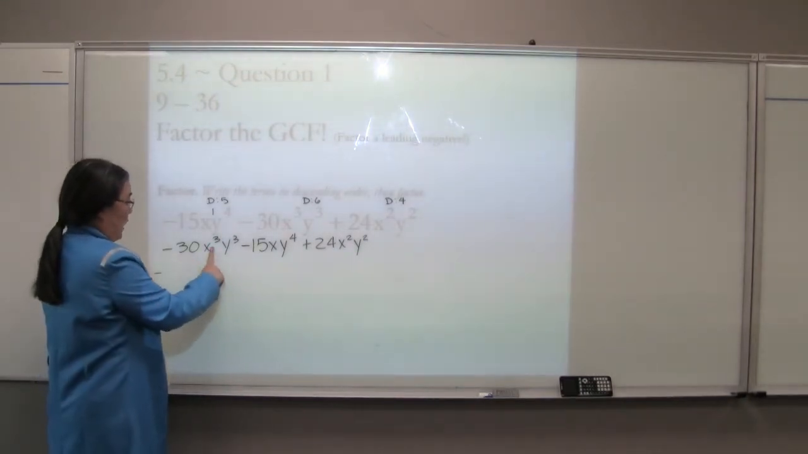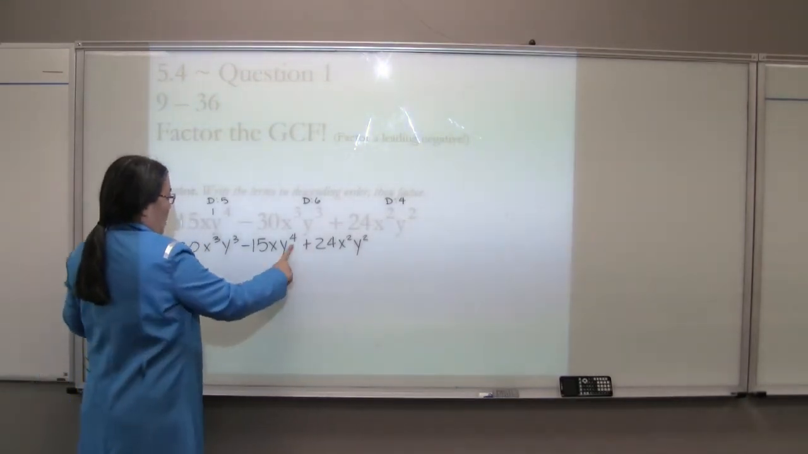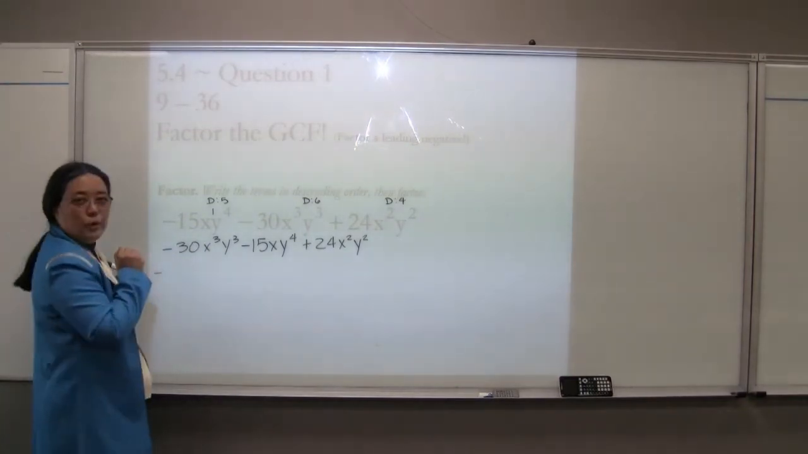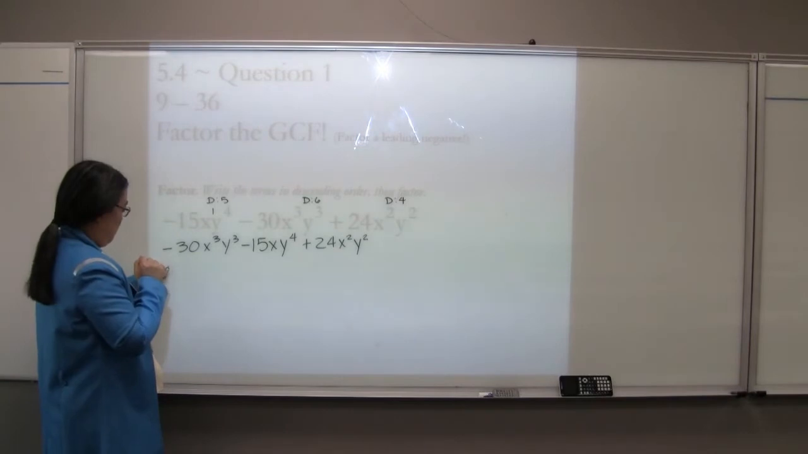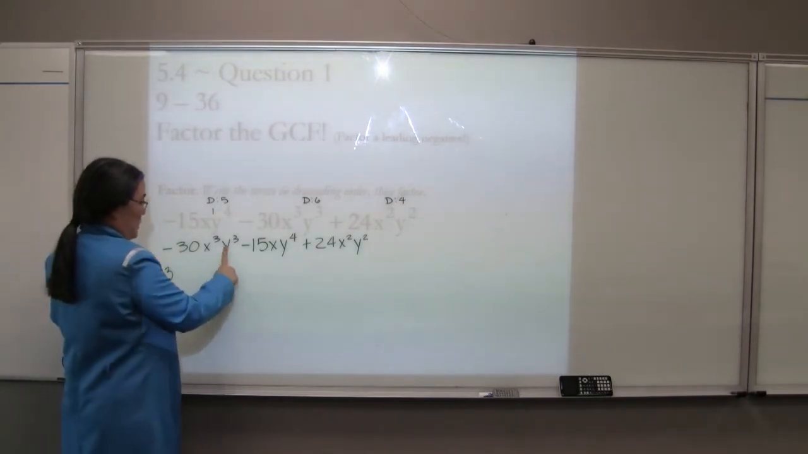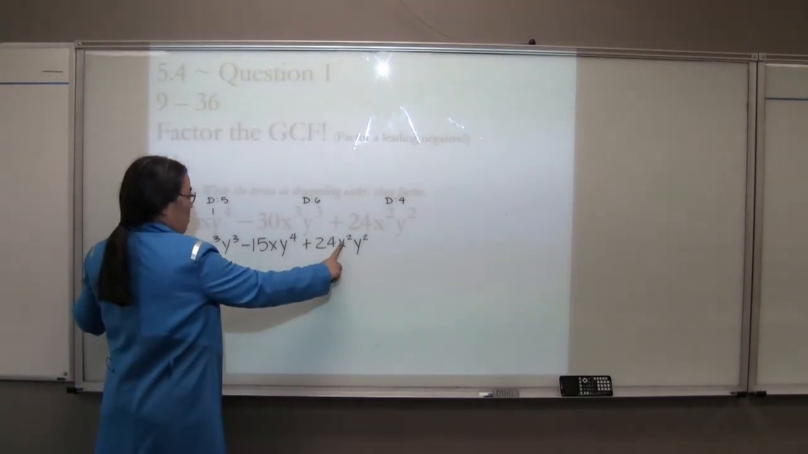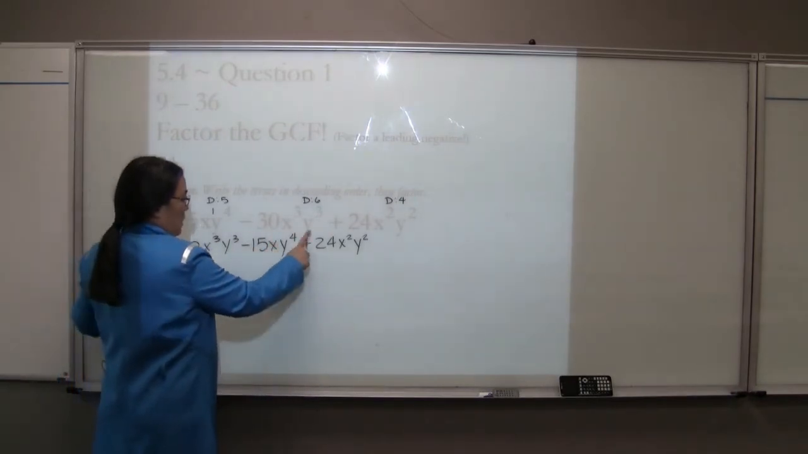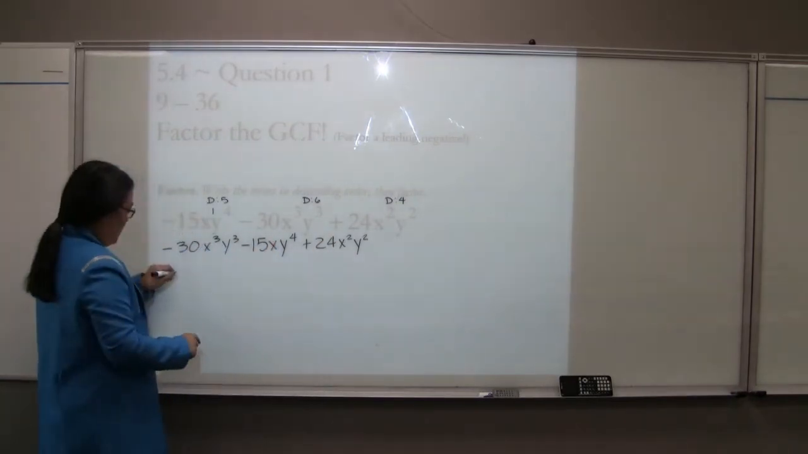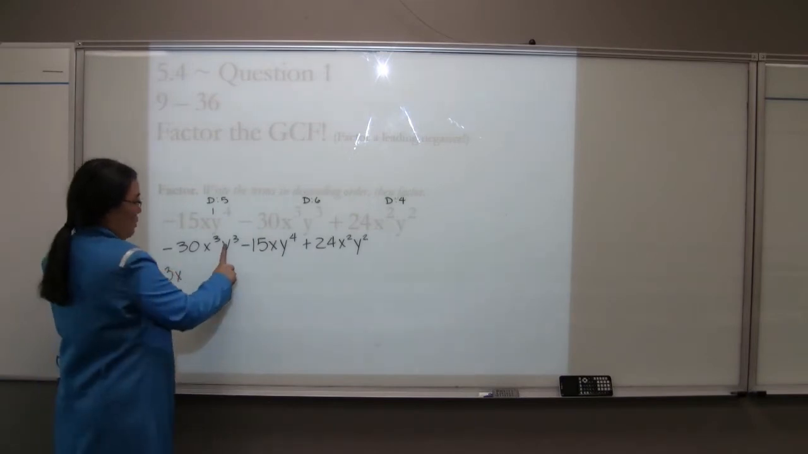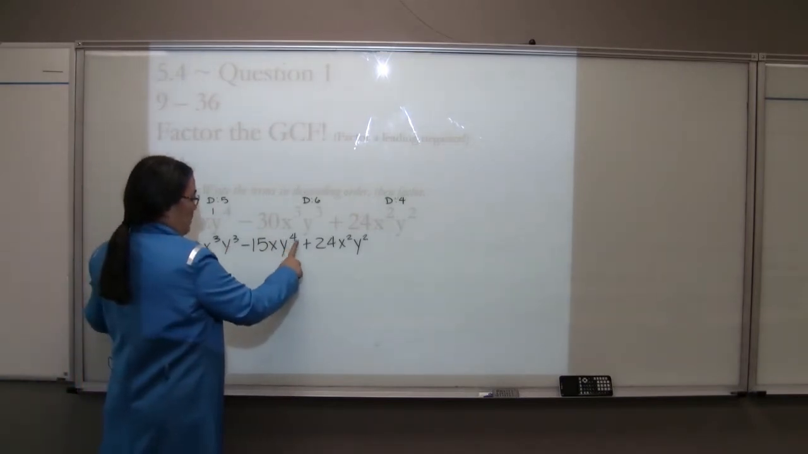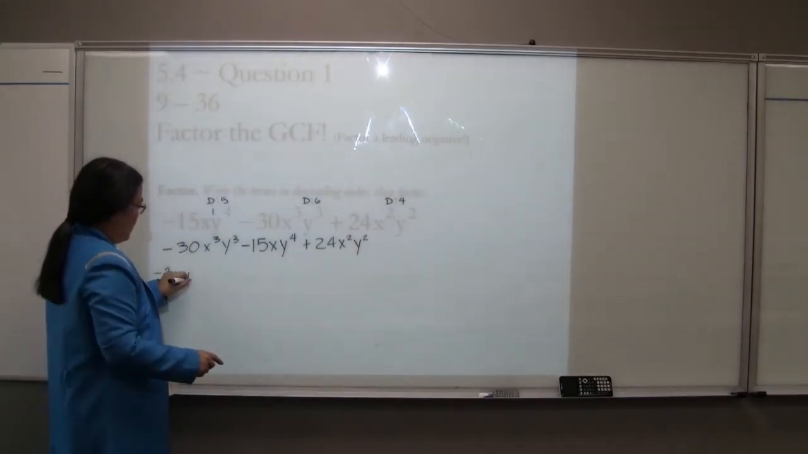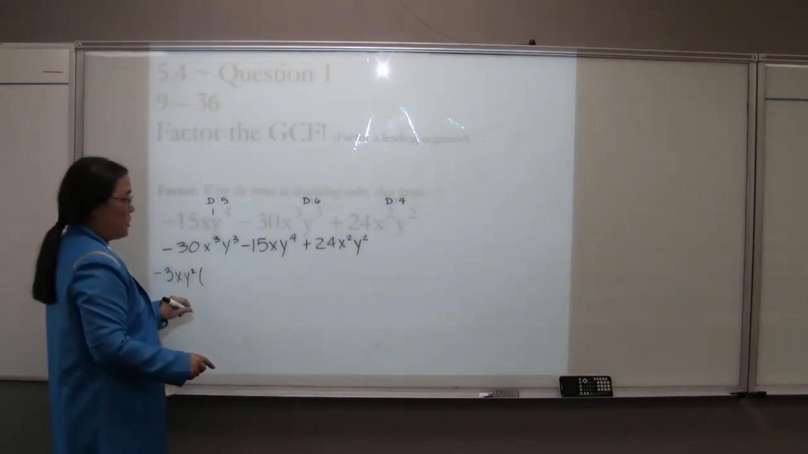We're then going to look at the numbers. All of these are divisible by 3. Then we're going to look at the x's. When we're looking at the x's, we want the smallest degree, so 3, 1, or 2. 1 is the smallest. Then we're going to look at the y's. y3, y to the 4th, and y squared. Y squared is the smallest. This is what we're going to take out of every single term.